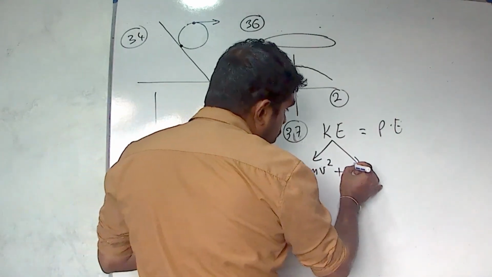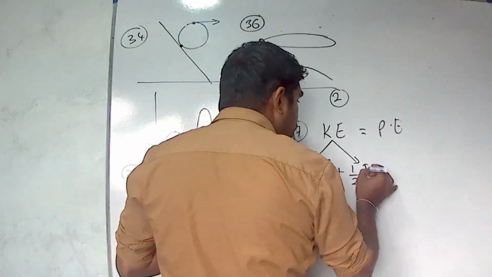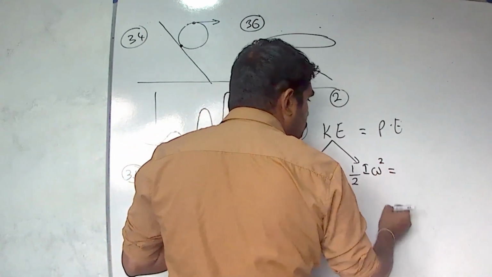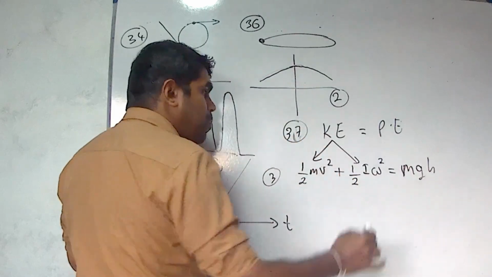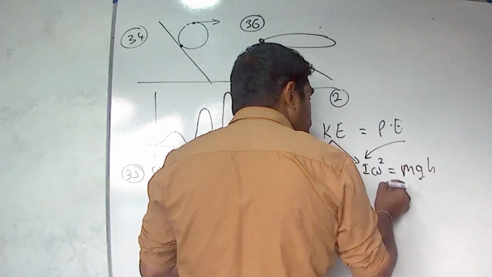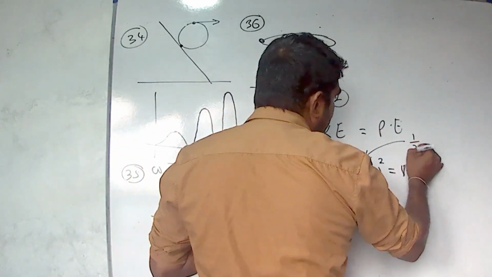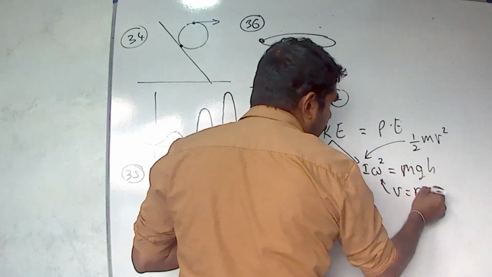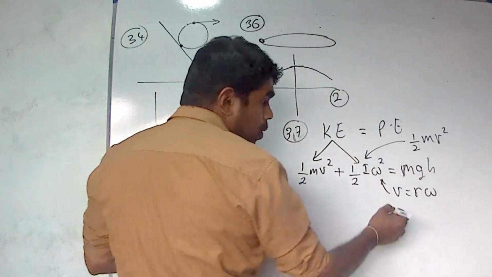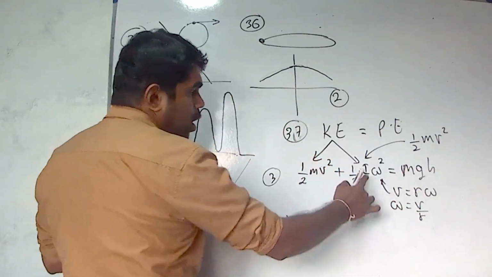Then when considering rotational kinetic energy, it is half I omega squared equals potential energy mgh. Now we have to substitute the moment of inertia and omega value. They have given that the moment of inertia is half mr squared, and we know that v equals r omega. We can write omega from this equation as v over r. Now we have to substitute these two terms.